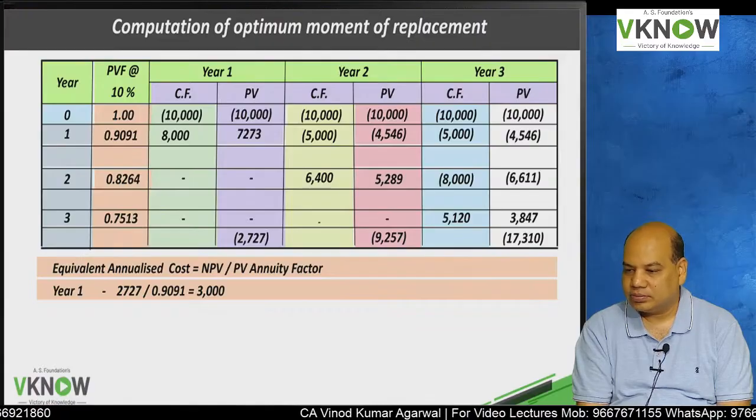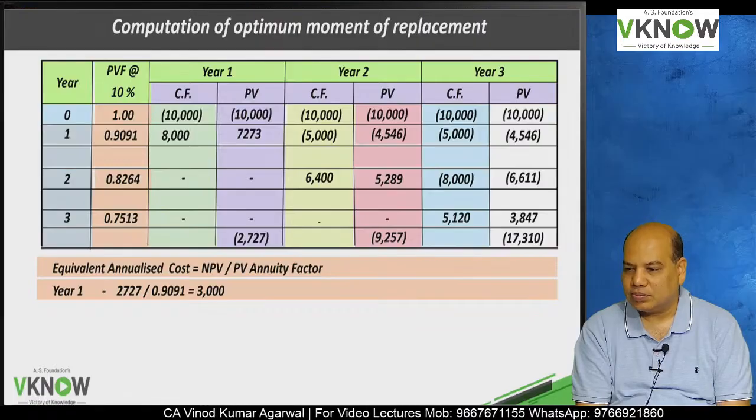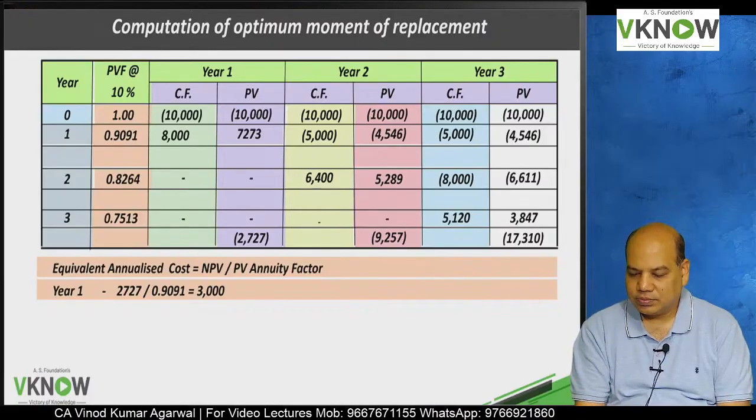2727 divided by 0.9091. 2727 divided by 0.9091. First year annuity factor will be the same, 0.9091, giving 3000 rupees. Check the answer.